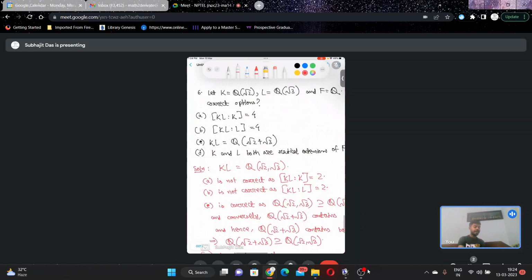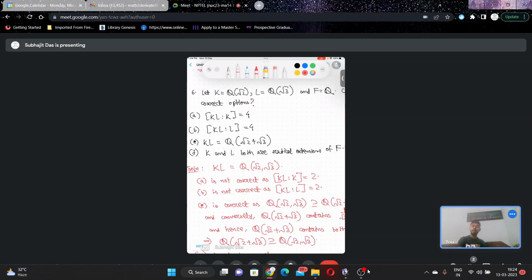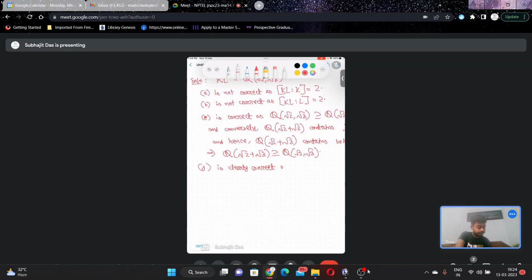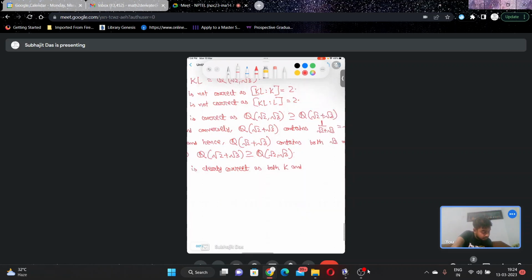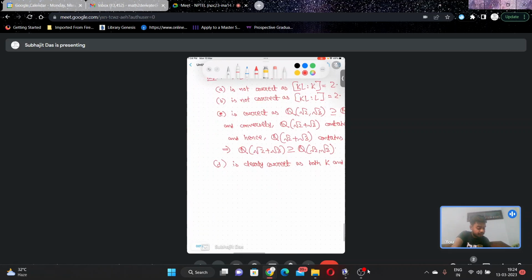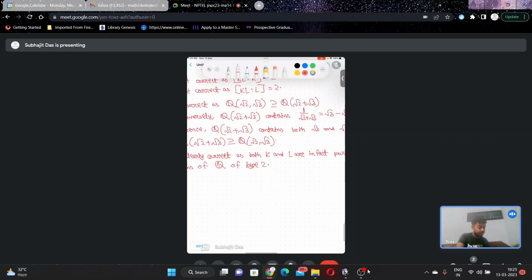Why is K a radical extension of Q? Because K is in fact a pure extension of Q of type 2, because K is Q adjoined with root 2, and we know the square of root 2 is in Q, right? Similarly, L is again a pure extension of Q of type 2. So we have a radical tower of length 1, Q root 2 over Q. So Q root 2 is a radical extension of Q. K and L are in fact pure extensions of Q of type 2. Okay, so that finishes this particular problem.